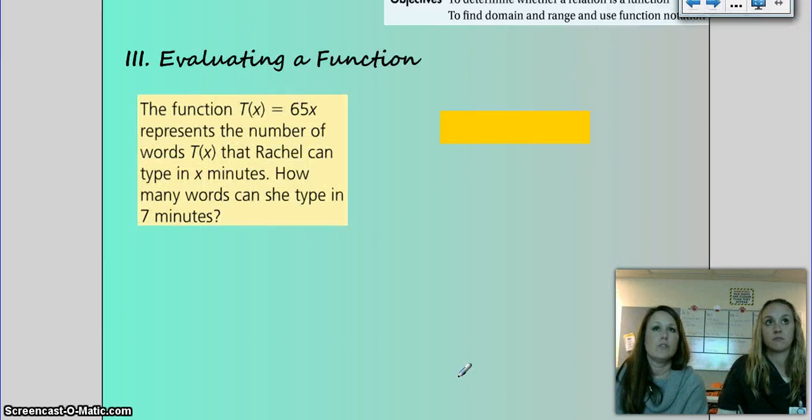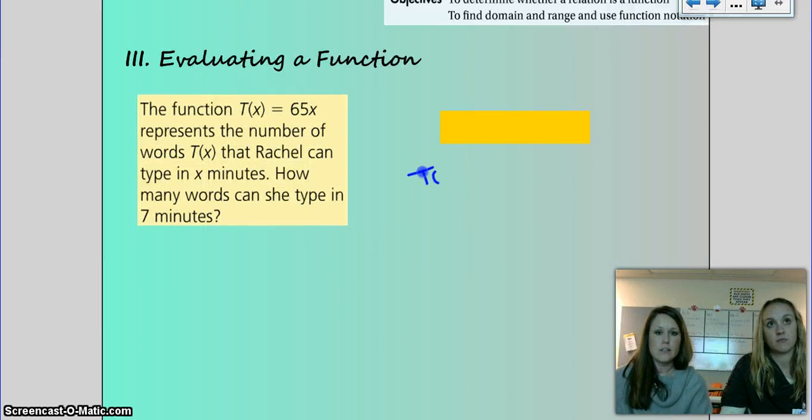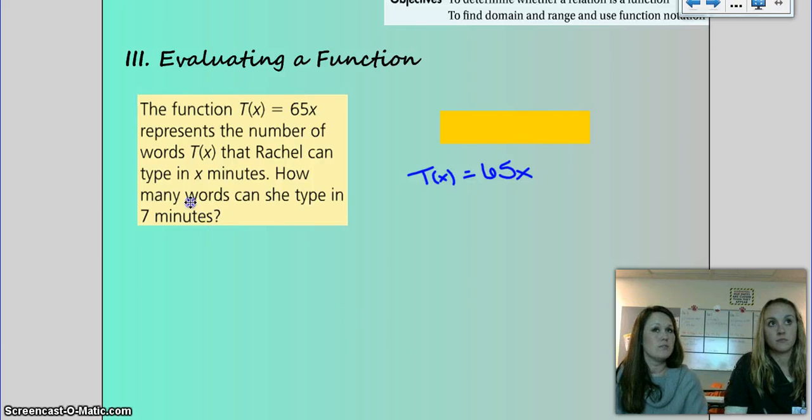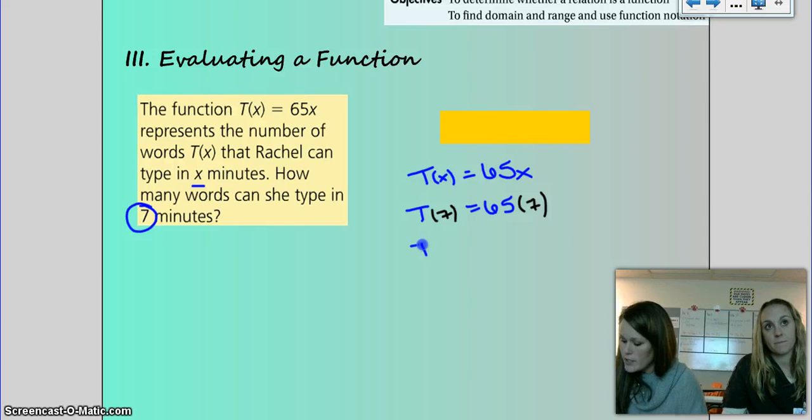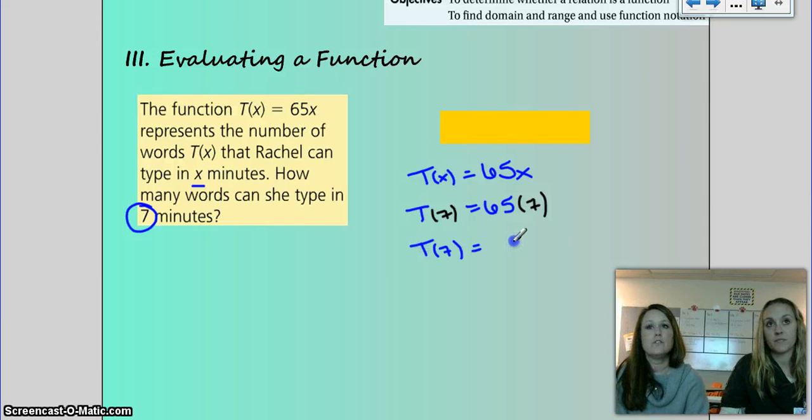Okay, so then let's do it. The function t of x equals 65x represents the number of words, t of x, Rachel can type in x minutes. How many words can she type in 7 minutes? So we're going to take out both x's, and we're going to plug in 7 and solve for the number of words. So I'm going to do 65 times 7, and I got 455. So t of 7 equals 455 words.